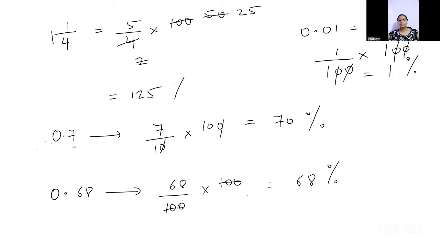1 upon 1 into 1. 1 divided by 1 is 1, and 1 multiplied by 1 is also 1. So the answer would become 1.